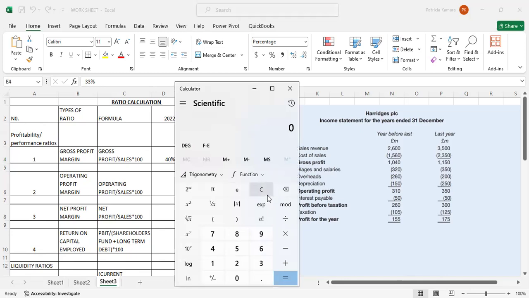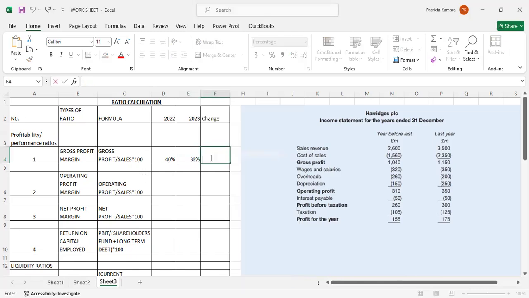So our gross profit for the current year, calculating the change, it's 1,150 minus 1,040, the current minus the previous, divided by the current, which is 1,150. That's how we calculate change times 100%. So this will give us, let's say, 10%. Okay? So the change in gross profit is 10%, right? So we will proceed with operating profit.